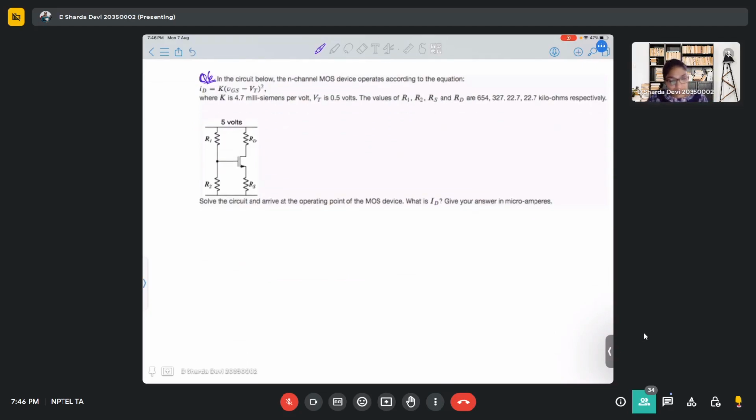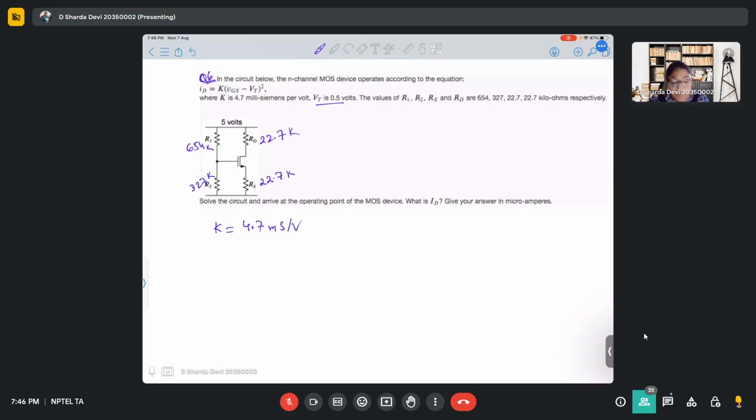Okay? Sure. So in this problem, it is again an N-type MOSFET with the VT of 0.5. R1 is 654, R2 327, RD 22.7, and this is again 22.7 kilo ohms. All are in kilo ohms. So somebody was asking the use of RS, right? So we have arrived at the problems with RS. So in this problem, K is 4.7 millisiemens per volt.